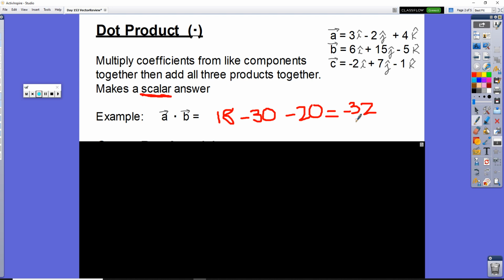The answer should just be a number. There should not be any i's, j's, or k's whenever you're doing a dot product.